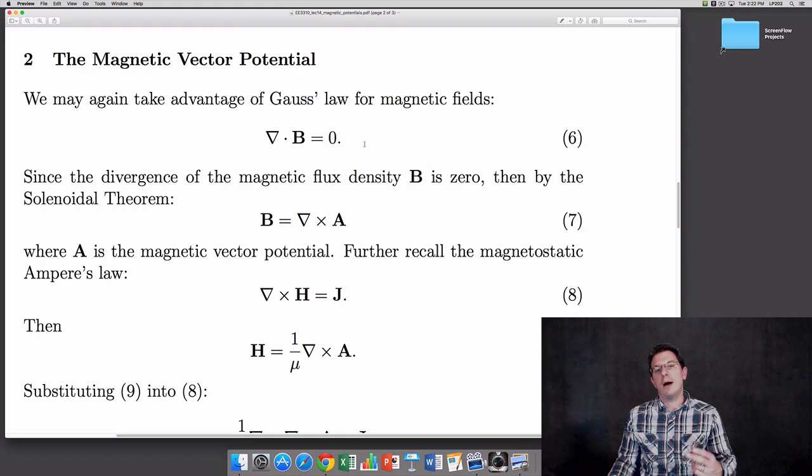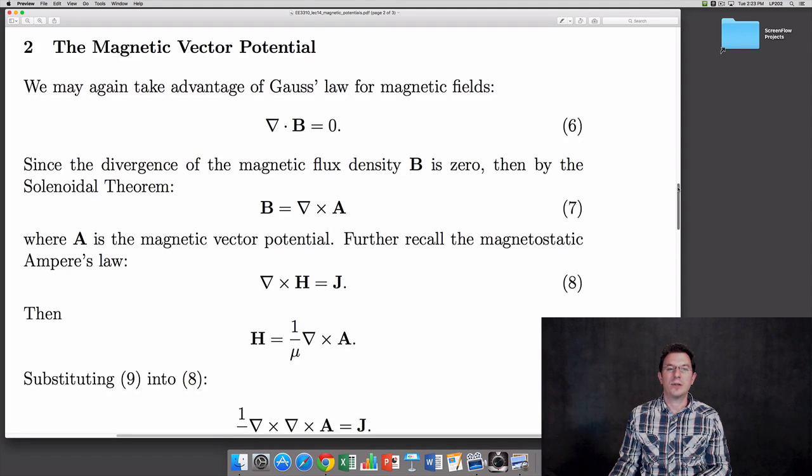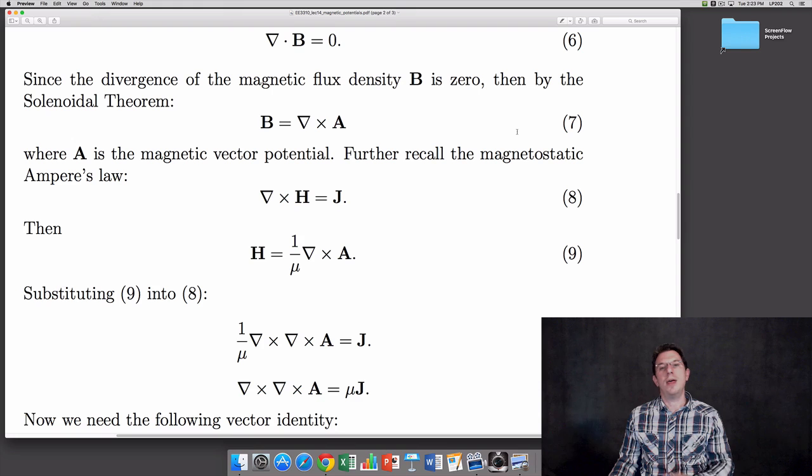If you recall, there's another theorem that we looked at earlier in the course called the solenoidal theorem. If the divergence of a vector field is equal to 0, we say that vector field is solenoidal. So in this case, since the divergence of the magnetic flux density B is equal to 0, by the solenoidal theorem, we can write B as the curl of a vector potential capital A, where capital A is the magnetic vector potential.